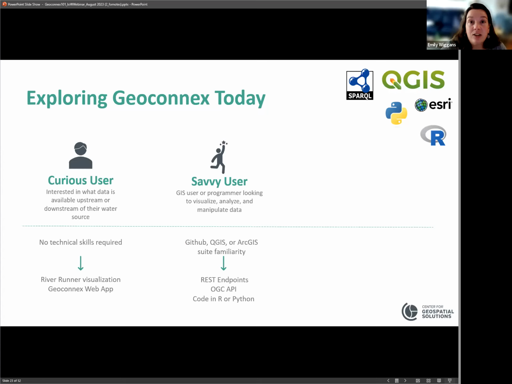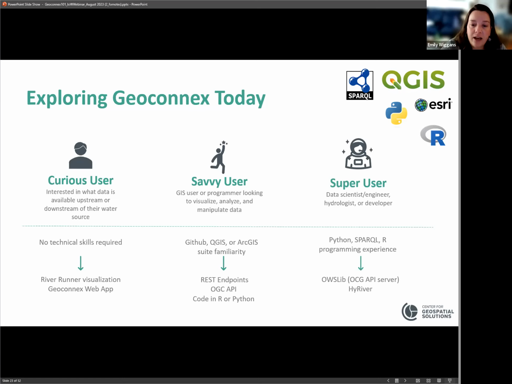Additionally, we have a savvy user. So that we consider someone like me, a GIS user who's perhaps quite savvy with the QGIS or ArcGIS suite of software. Maybe you know some R or some Python, you're familiar with REST endpoints or OGC APIs.